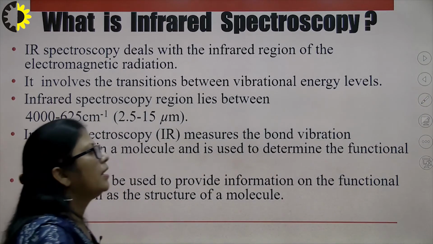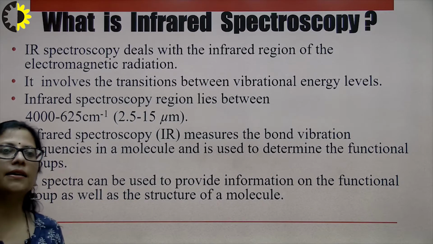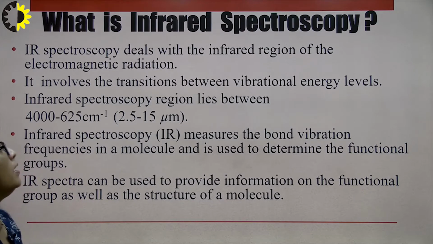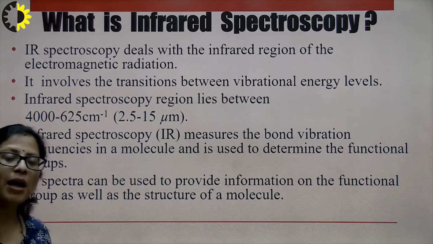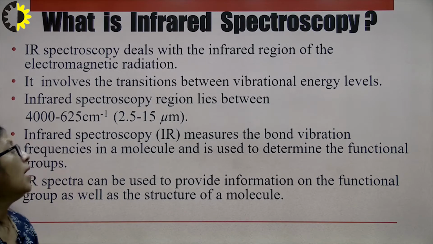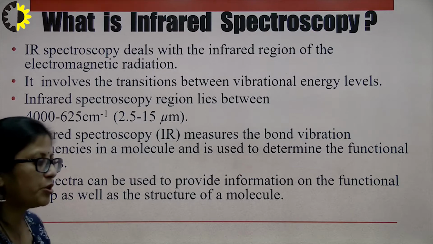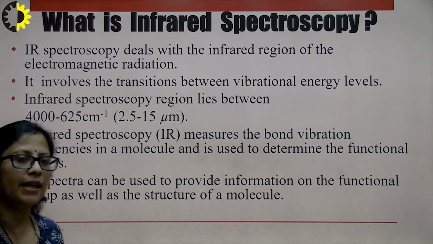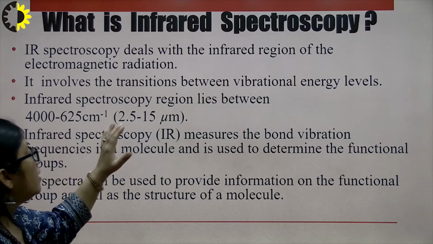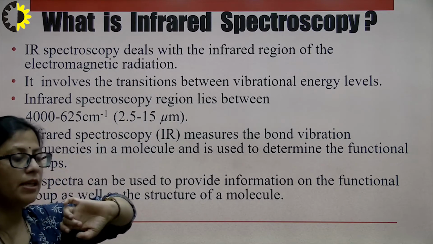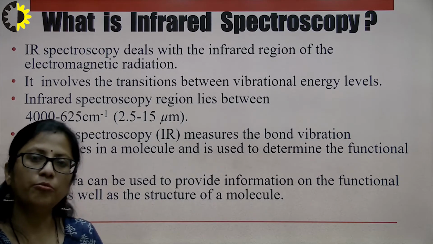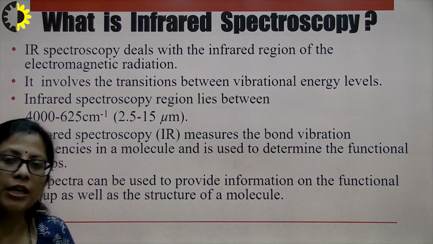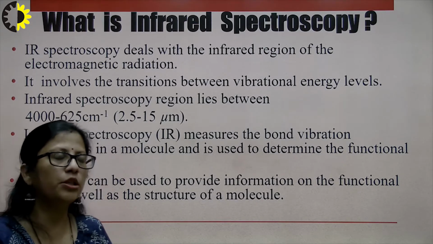Now, coming to what exactly is IR spectroscopy. This spectroscopy deals with the IR region of the electromagnetic spectrum, and it involves transitions between the different vibrational energy levels. Now, vibrational energy level, in the starting lecture in the introduction I had taken, they can be translational movement, rotational, vibrational, and then electronic. Electronic spectroscopy I have already taken, that is the UV.